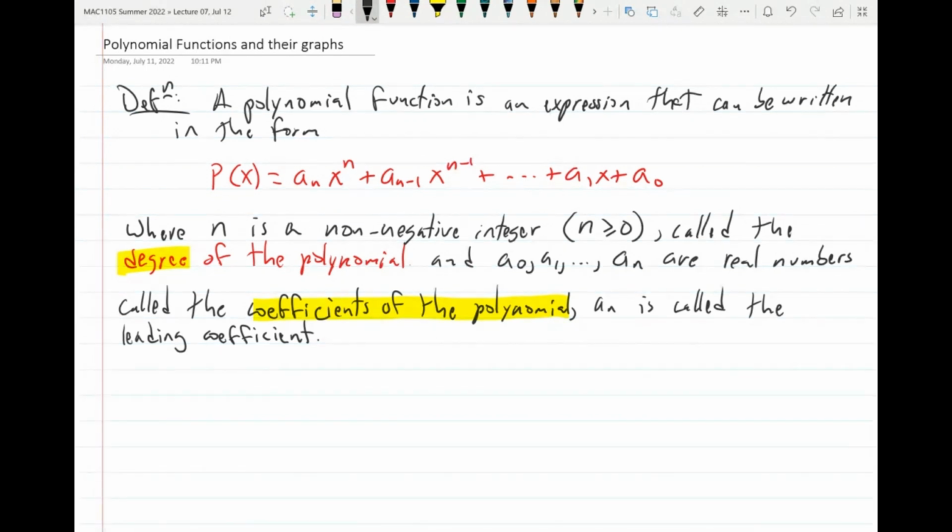And A0, we call it the constant term, because it's the one that has no x. But the leading coefficient is more important, so let me stress that. Okay? So An is called the leading coefficient. Notice that An is just the number that's next to x to the n. Okay? When you put this together, let me just define everything.